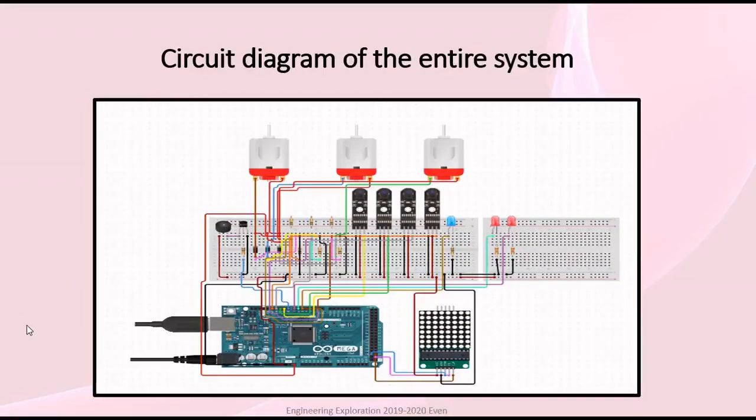So this is the circuit diagram of our entire system, which consists of three DC motors, four IR sensors, two red LEDs, one blue LED, one buzzer, one LED screen display, and an Arduino Mega 2560 circuit.